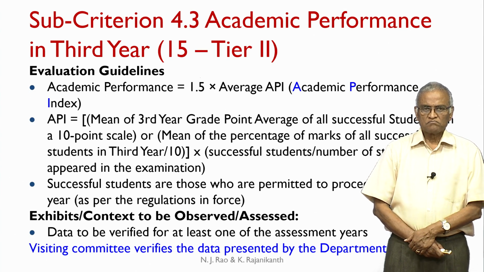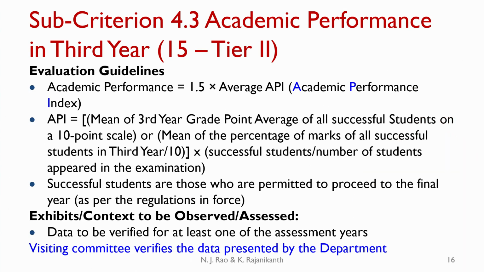Now, coming to sub criterion 4.3, it is the academic performance in 3rd year. This is only valid for a tier 2 institution. And what is the evaluation guideline? Academic performance is equal to 1.5 multiplied by average API, the average academic performance index. How do we compute the API? It is the mean of the 3rd year grade point average of all successful students on a 10-point scale.